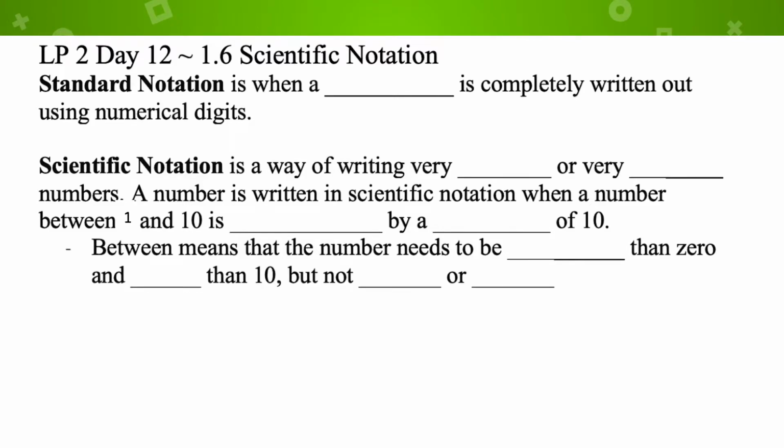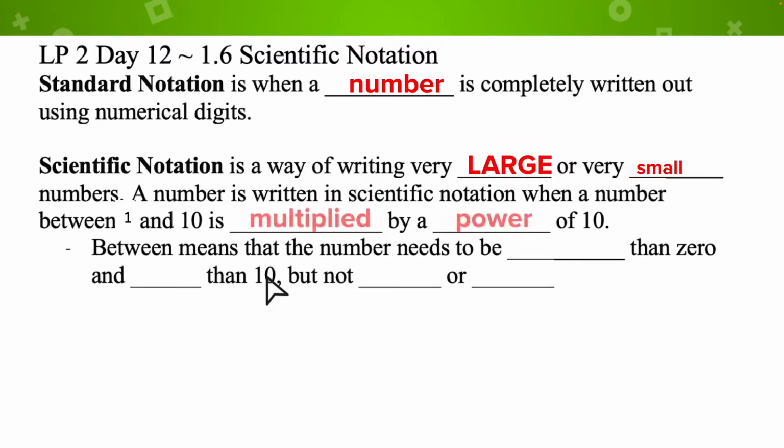All right, so we're going to start talking about scientific notation because it's a very convenient way to write certain types of numbers. So first, let's go back and talk about standard notation. Standard notation is when a number is completely written out using numerical digits. So it's normal, the way we're used to looking at it. 2, 3, 1,000, 1,000,000. Those are standard notation numbers.